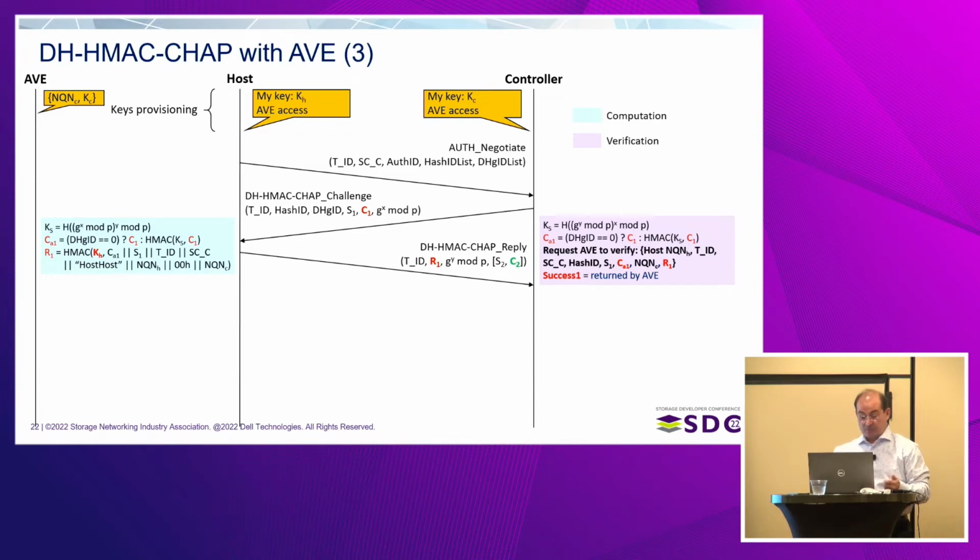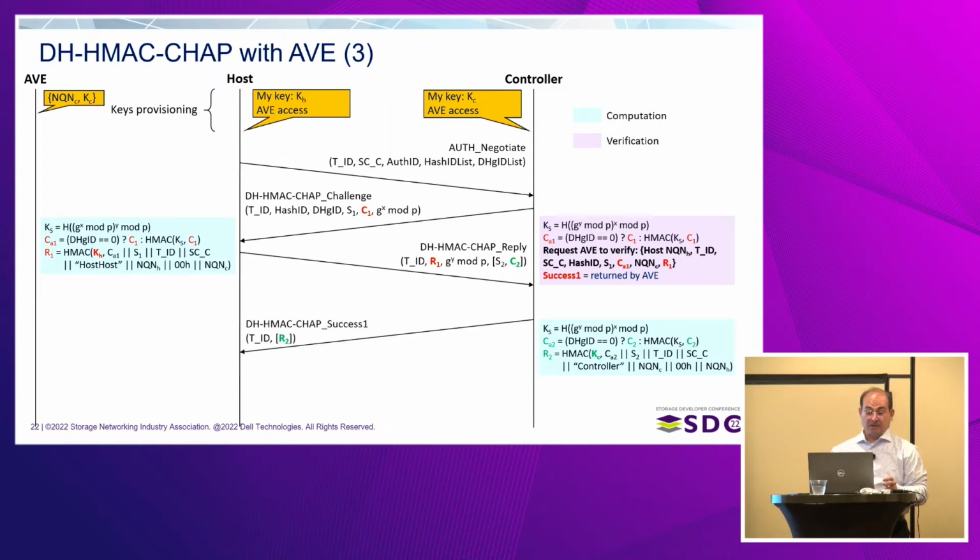And so the controller has to reply to the challenge. It will have to use its own key KC to compute the response R2 to the challenge C2. Same processing: compute the session key, the augmented challenge, and compute the response based on the key of the controller. And that is sent back. And now the host, what does it do? As I said, it does not perform this computation by itself.